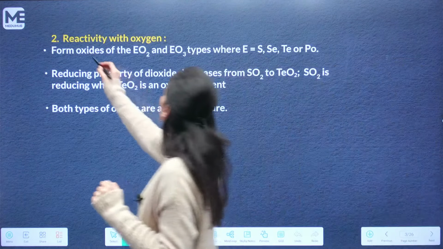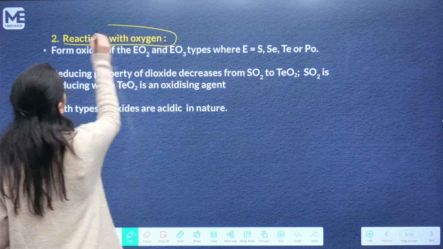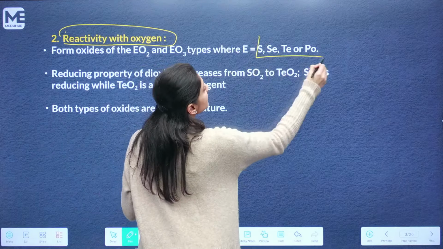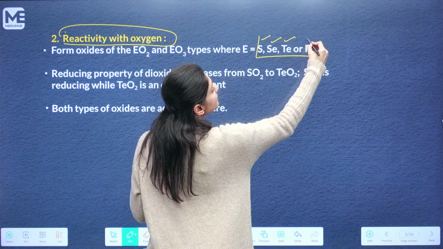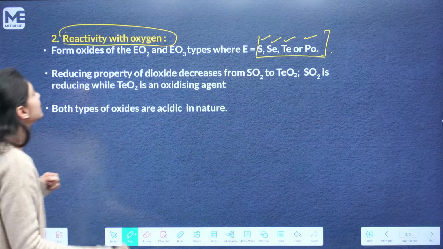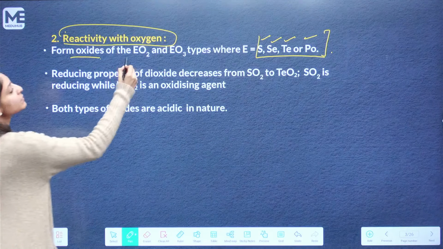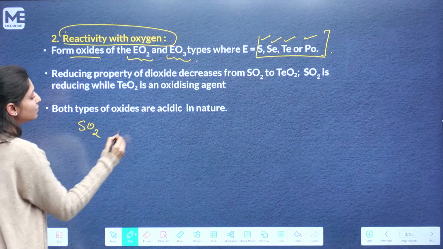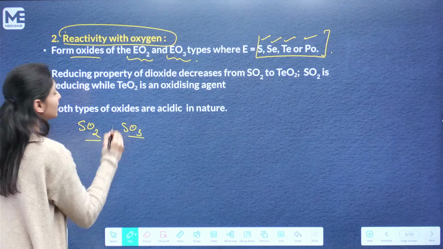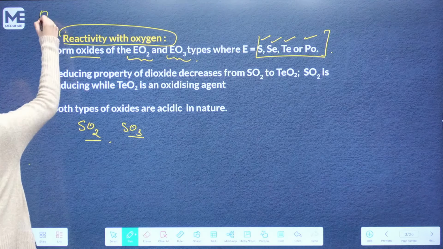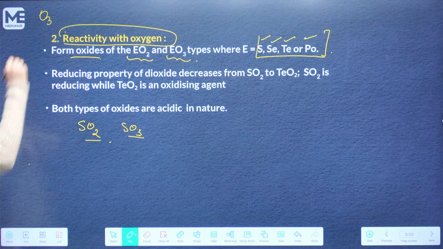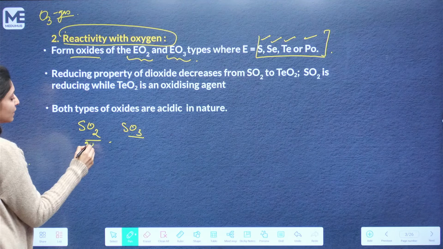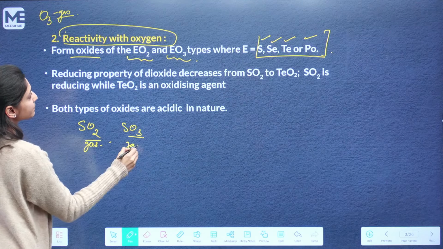So, talking about reactivity with oxygen, all the group 16 elements, sulfur, selenium, tellurium, and polonium, react with oxygen to form two types of oxides, EO2 and EO3. So SO2, SO3. And if you talk about oxygen, oxygen also has another allotrope, which is O3. So O3 is a gas. SO2 and SO3 are also gases.